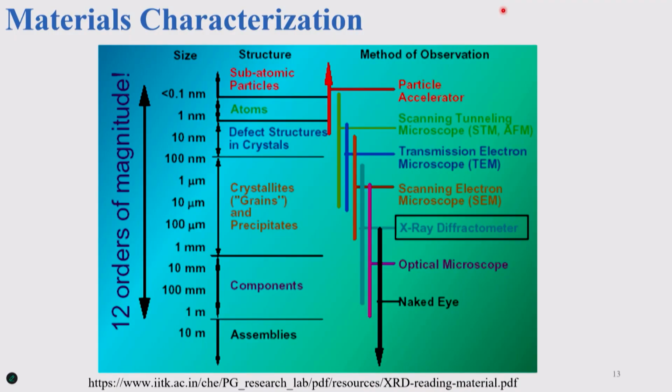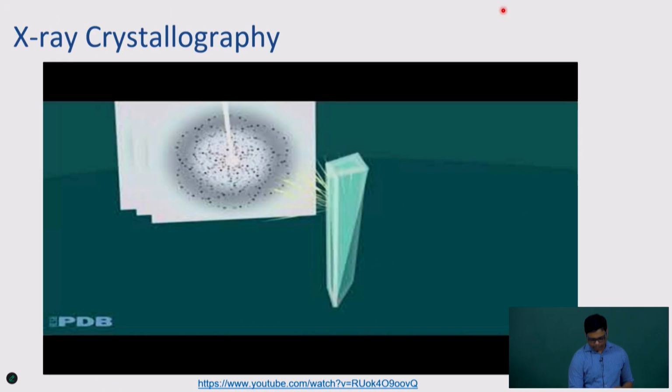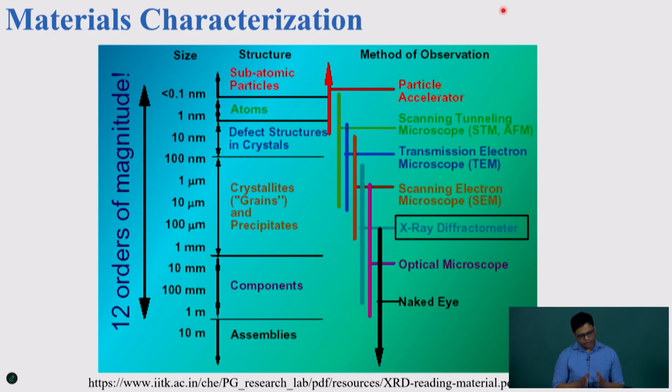So this is another way to look at the same picture, where you can see some of the assemblies or components: naked eye, optical microscope, XRD, SEM, TEM, STM, particle accelerator, and so on. Same picture from a different perspective. But what I would like to point out here is, suppose you have a problem and you want to know the best method to use. That's why we introduced this whole gamut of methods, and then you select for your own application.